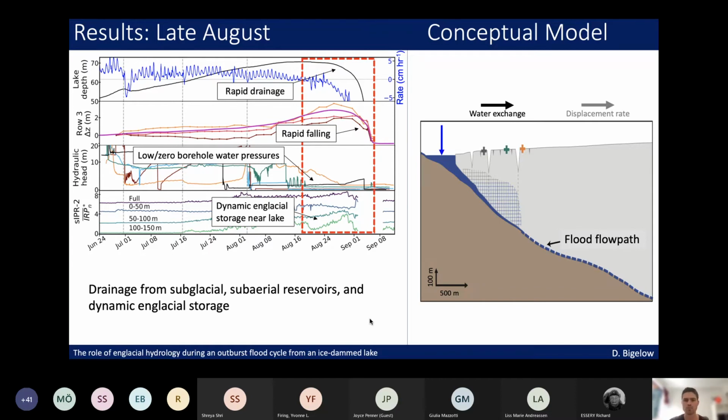So once again, in the conceptual model, you can see we have a drop in lake level, a drop in the ice shelf, and drainage throughout what we presume is a subglacial flow path, based on the speed at which the lake drained. We can also see that the near surface englacial system is largely drained, and the deep englacial system is exhibiting a dynamic response.